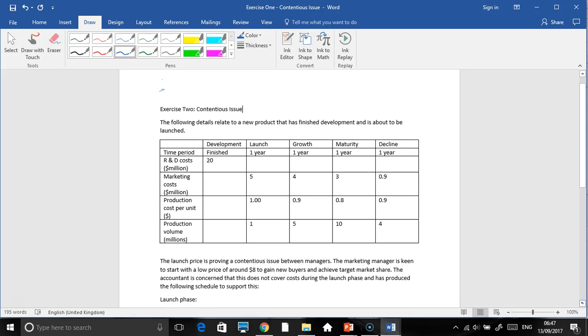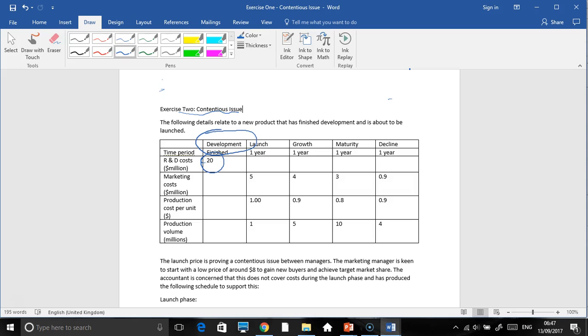And this question looks, if you like, at what's called a contentious issue. I think that's the same heading in your textbook. But it looks at the development of a product. And it says here that this is the development phase, and it cost us 20 million.